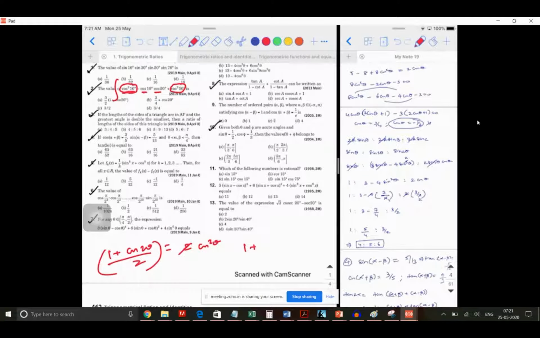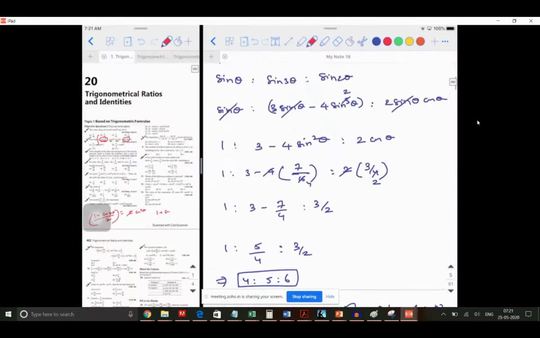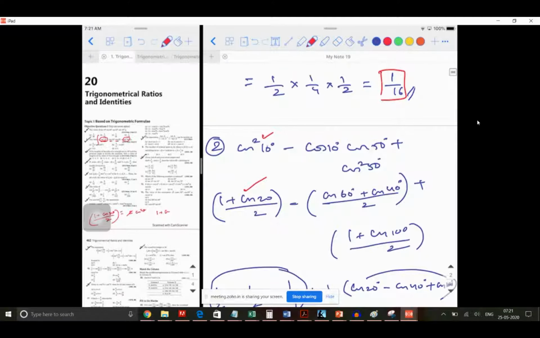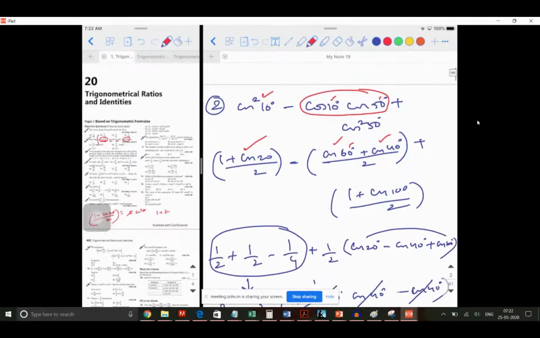I've already solved it. Let's see. What we can do is, cos square 10 degrees, I'm going to write as 1 plus cos 20 by 2. Here I have multiplied and divided by 2 so that it becomes cos 60 plus cos 40 divided by 2, because cos into cos means cos A plus B plus cos A minus B. So cos A plus B means cos 60 degrees plus cos A minus B is going to be 40 degrees. Plus this cos square 50 can be written as 1 plus cos 100 degrees divided by 2.